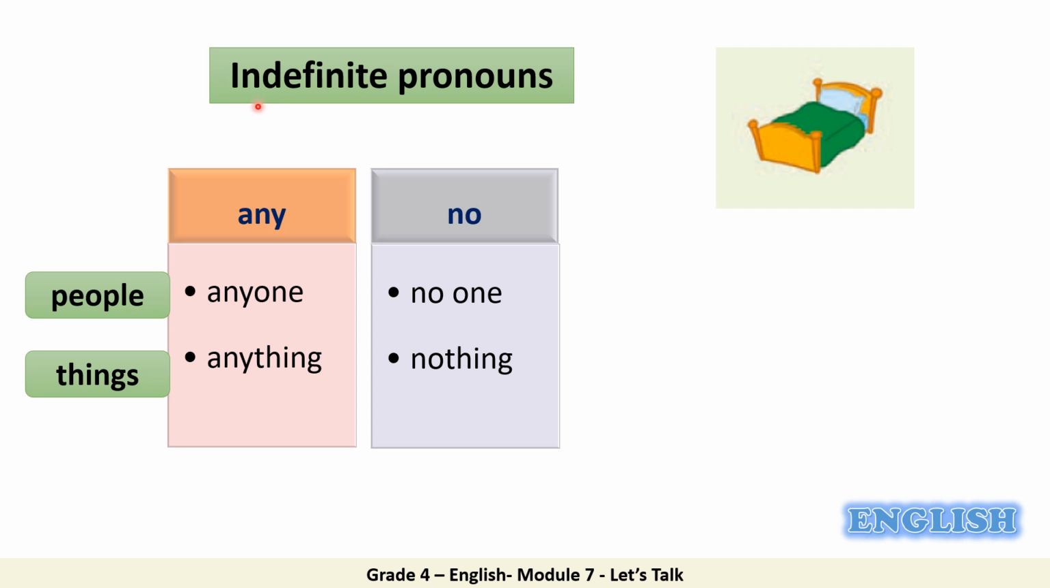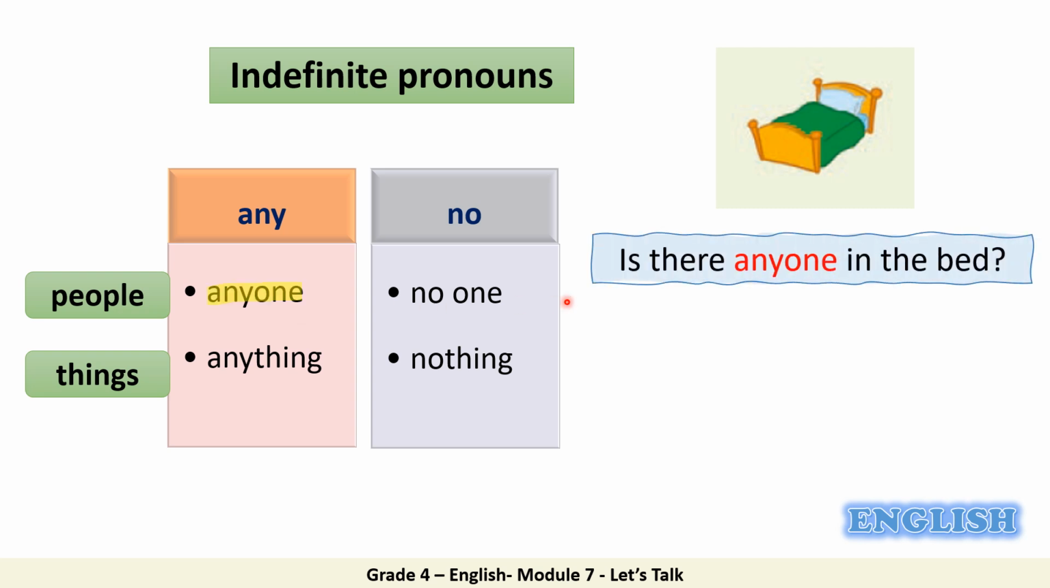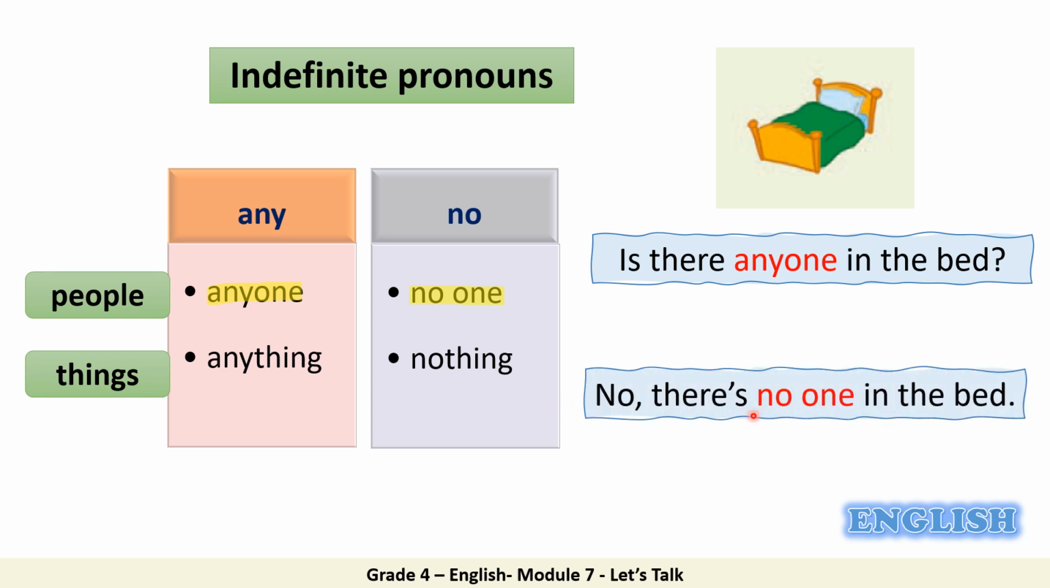Now, let's learn the rule. We call these words indefinite pronouns. We use the word anyone to ask about people, and we form the question as the following. Is there anyone in the bed? The answer would be no one. So, no, there is no one in the bed.